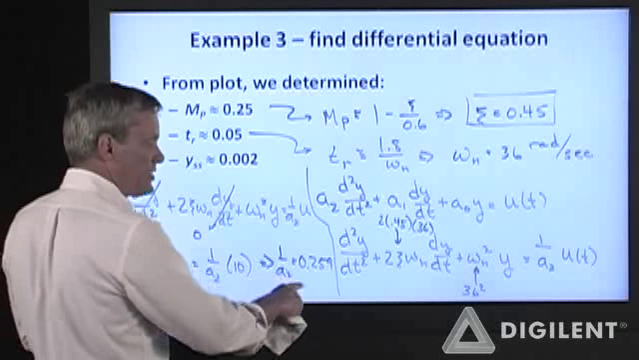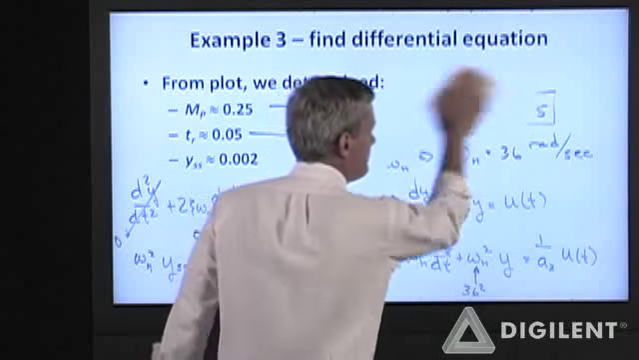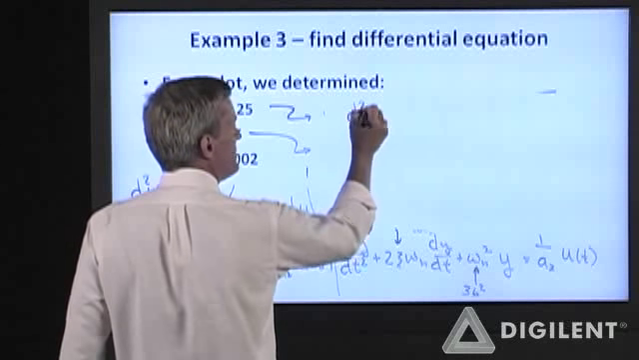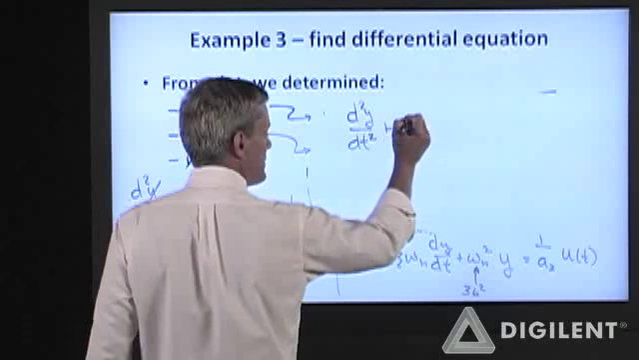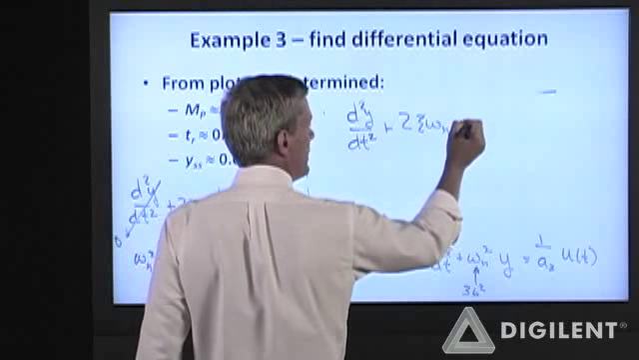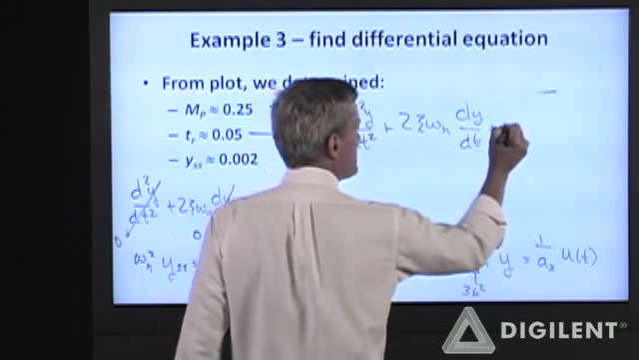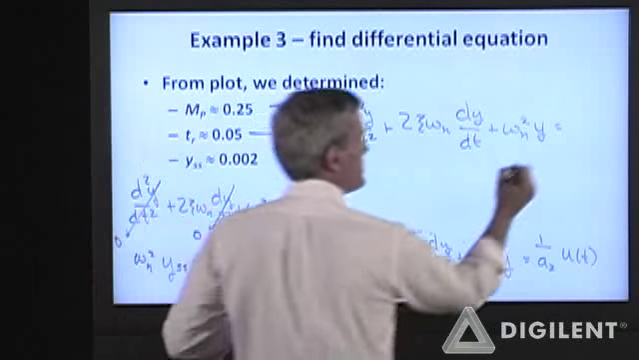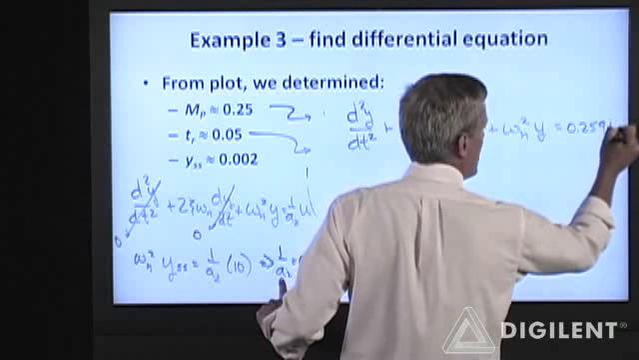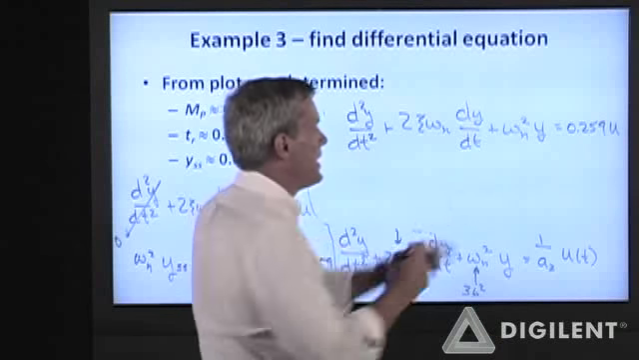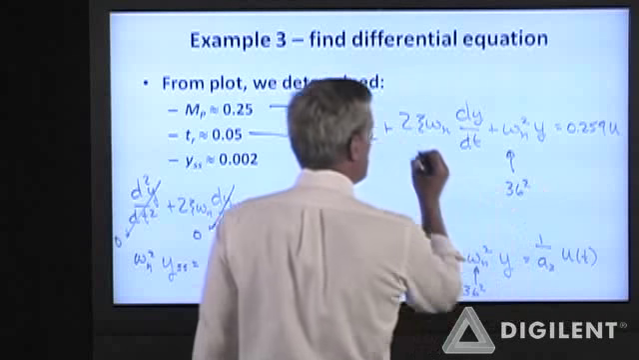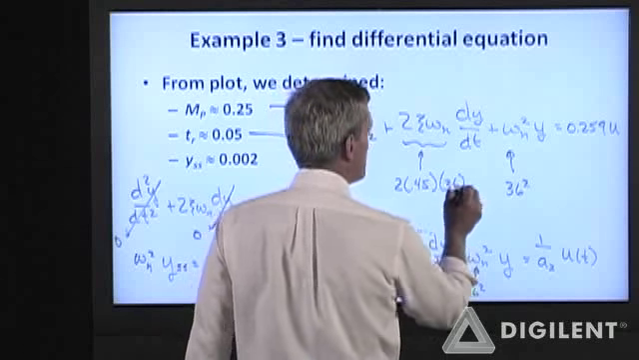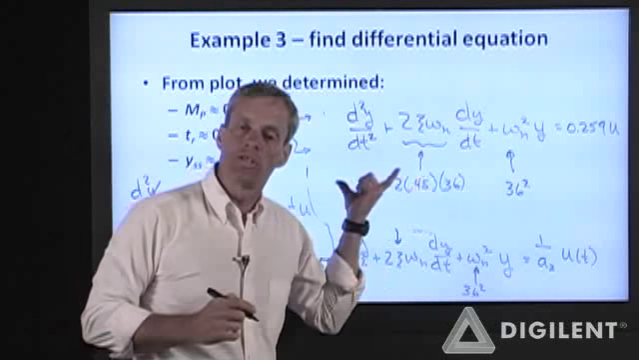Now we can use this result and this equation. So we said our equation is going to be of the form d squared y by dt squared plus 2 zeta omega n dy by dt plus omega n squared y is equal to 1 over a2, which is 0.259 times u of t. Omega n squared is 36 squared. 2 zeta omega n is 2 times 0.45 times 36. We know all the coefficients in the differential equation. We're done.